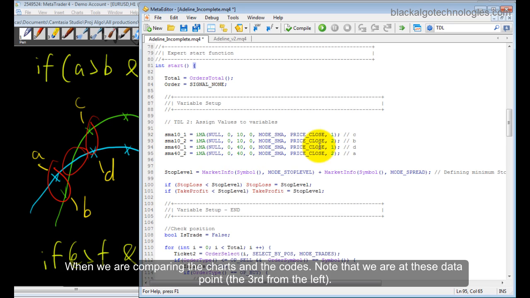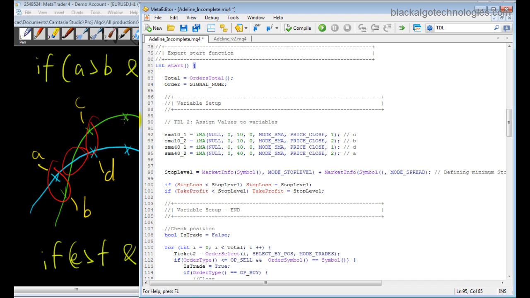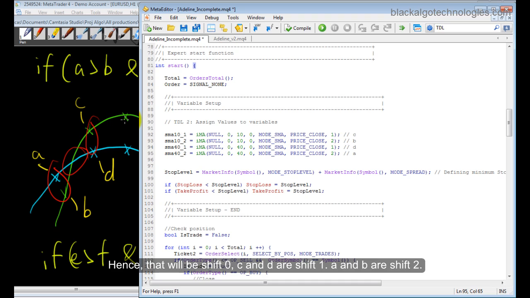When we are comparing the charts and the codes, note that currently we are at this data point right here, the third one. Hence, this will be shift 0, this is shift 1, C and D is shift 1, A and B will be shift 2.